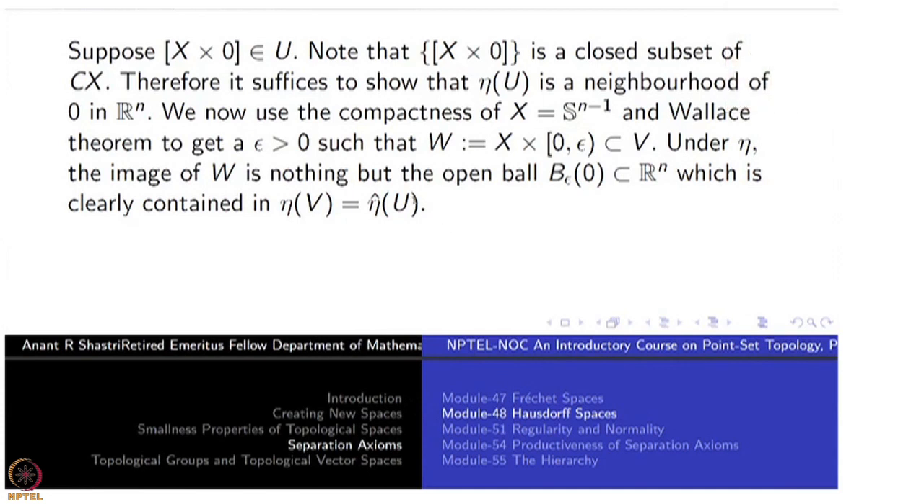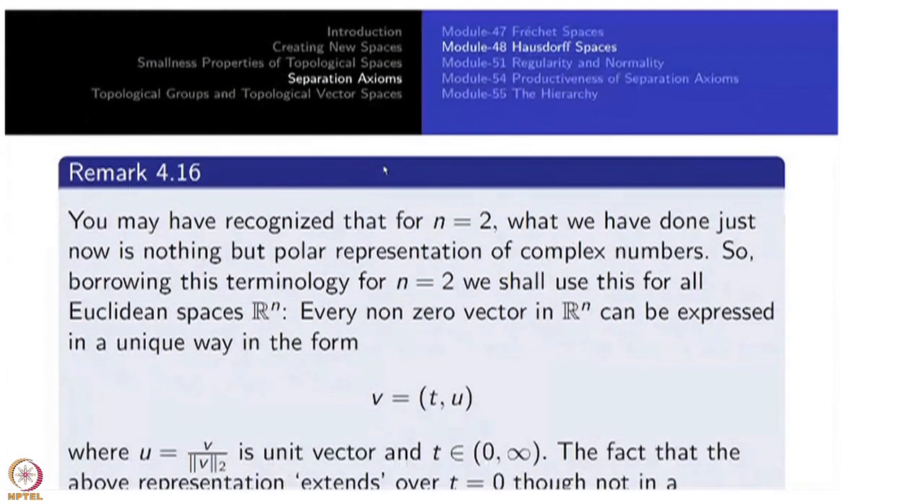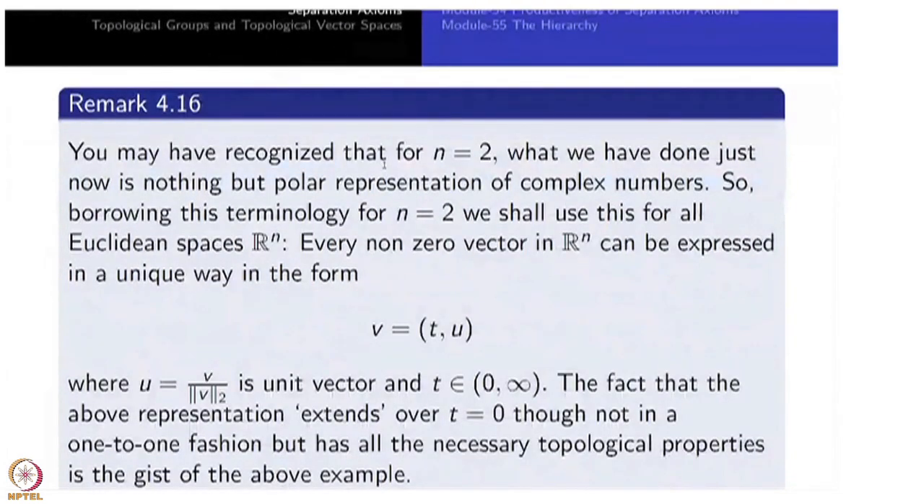So starting with an open subset U inside CX, we have shown that eta hat of that is open. Okay. So an open bijective continuous map is a homeomorphism. So I am making this remark which I have already told you.